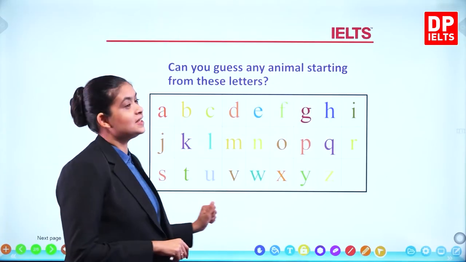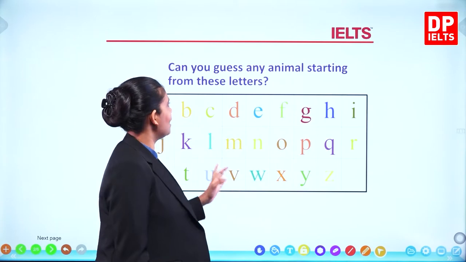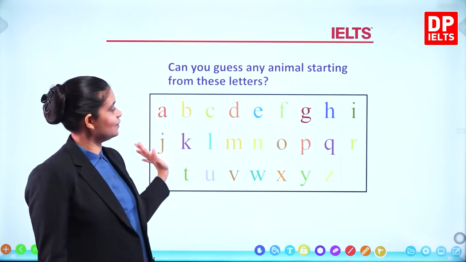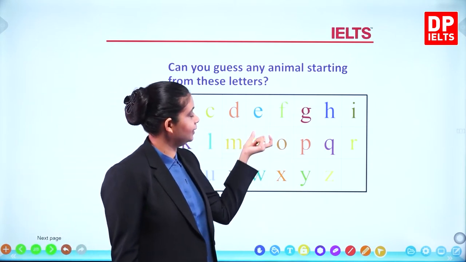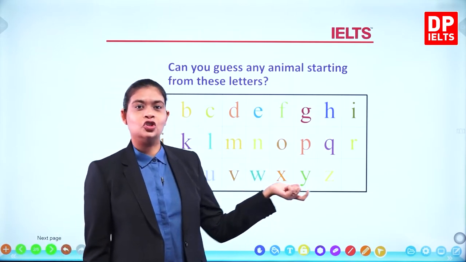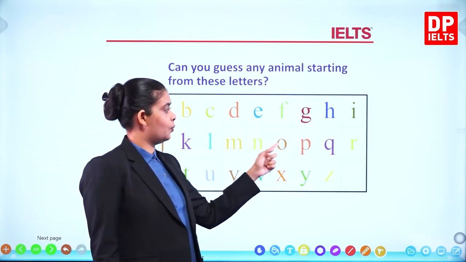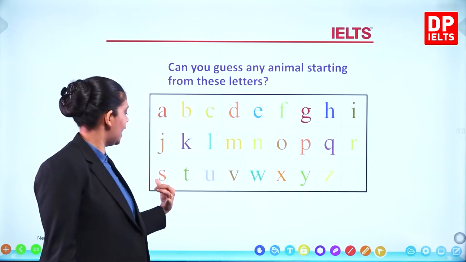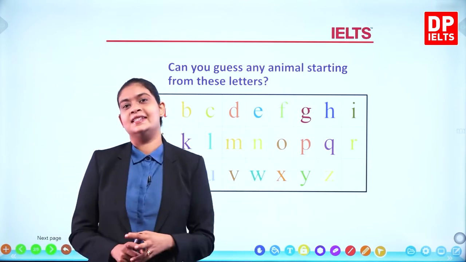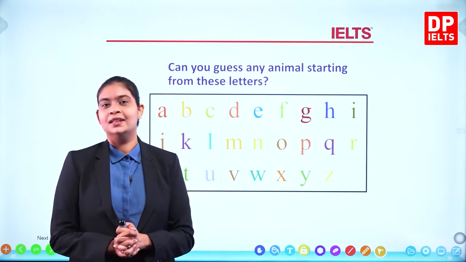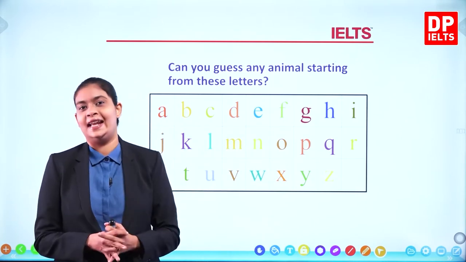So, before we start the lesson, I want you to take a pen or a pencil and a piece of paper. And can you guess any animal starting from these letters? So we've got A, B, C, D, E, F, G, H, I, J, K, L, M, N, O, P, Q, R, S, T, U, V, W, X, Y, Z, right? So I'm going to give you 1 minute. Can you write down the names of animals that you know that start from each of these letters?